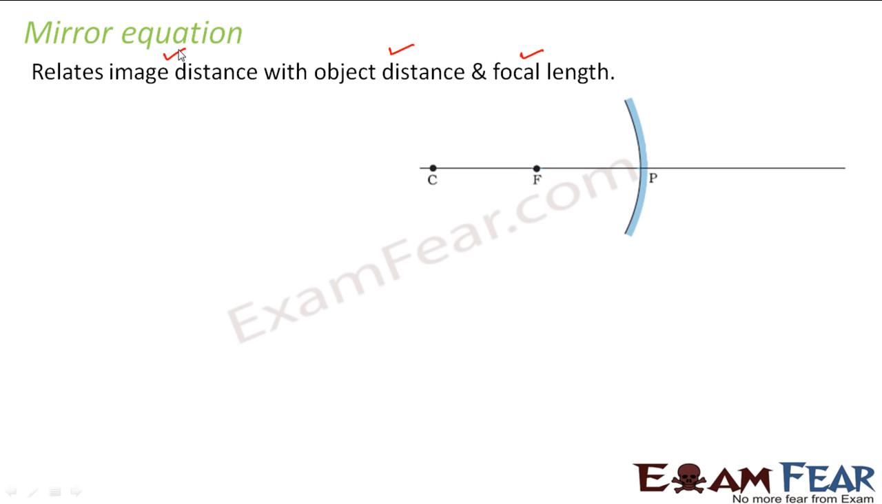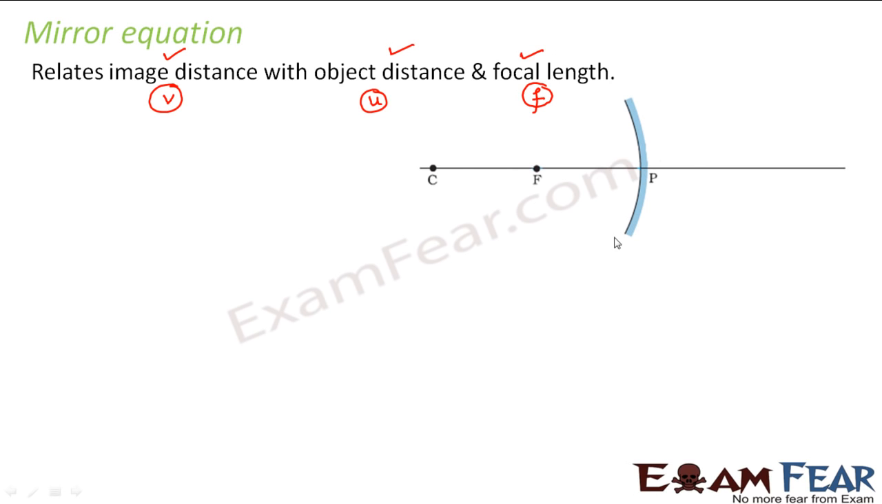So what is this mirror equation? Here we will derive a relationship between these three things. We will take a few standard terms to denote image distance, object distance and focal length. Focal length, as I told, is always denoted by a small f. Image distance is denoted by a small v and object distance is denoted by a small u. So we will find out a relationship between v, u and f.